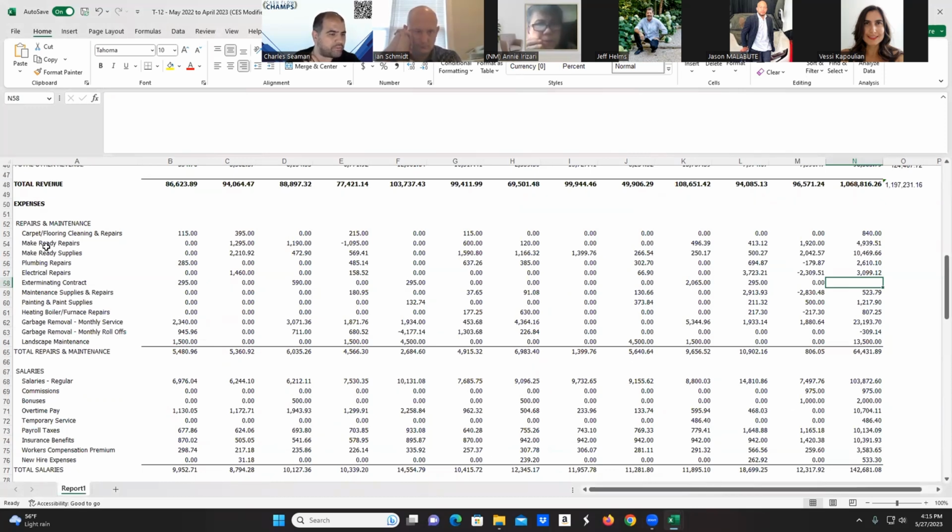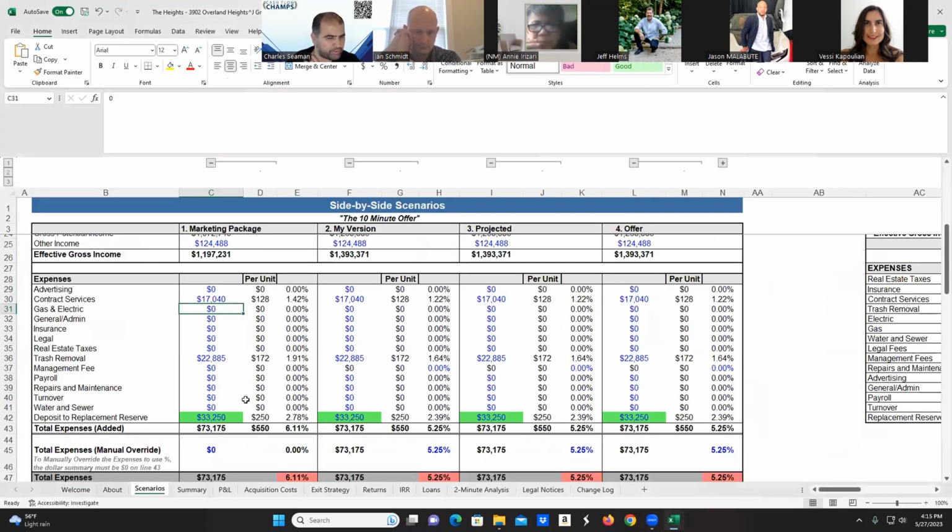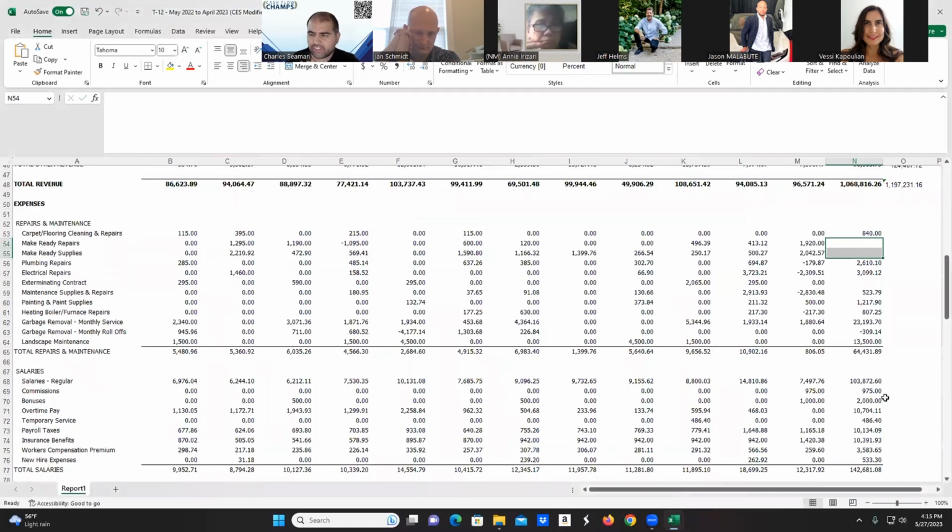And then there are also two items here specifically labeled as make ready. So I'm going to take these out as well. Our total there is 15,409.17, and we'll plug that into our turnover expense. Okay, so the rest of these items here we'll leave in our repair and maintenance total.